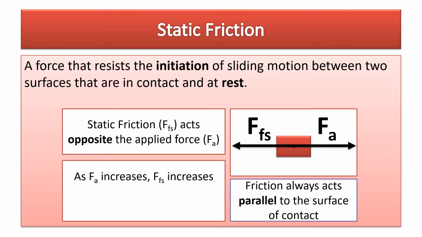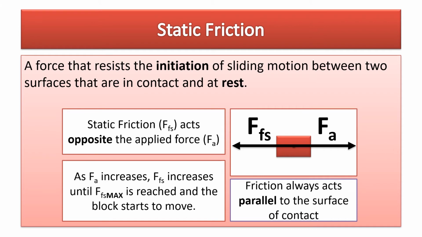Now, as you increase your applied force, the frictional force actually increases with that because it stays balanced out until the maximum static friction is reached. And if you increase your applied force just slightly more than the maximum, then you're going to start moving. And then when you start moving, there's still friction there, but it's not static friction anymore. It's kinetic friction.